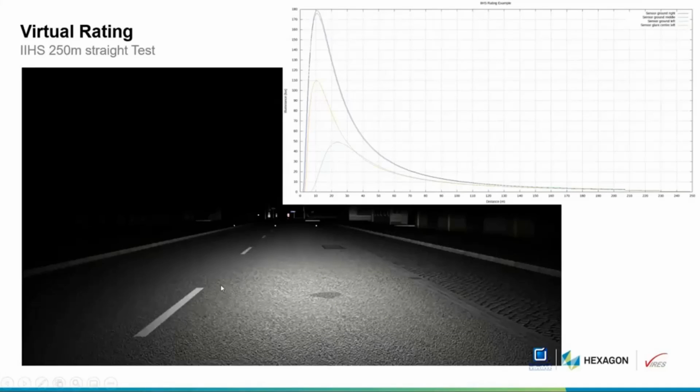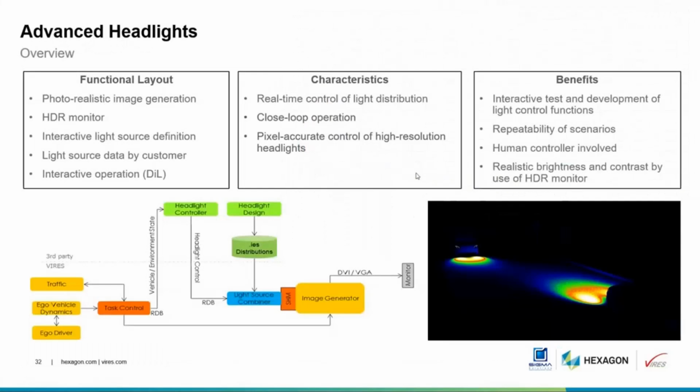So you can get the format from the different vendors, and you can do the rating, and you can choose whichever lighting simulation or lights fit your requirements. Okay, so how do we do that? So we use the HDR monitor and the light source data from the customer. So this is the data format. You can get it from the customer, and you can import it in the VTD. We have a tool called Light Source Combiner, where you can import any supported format, and then that will be applied on the image generator.